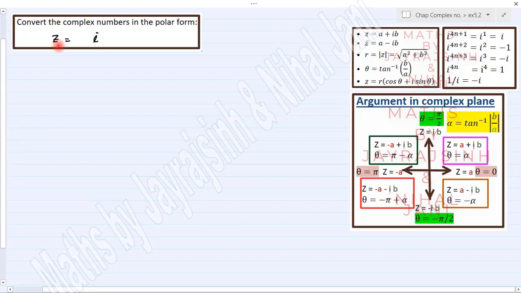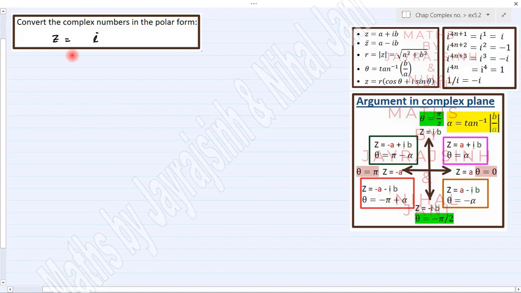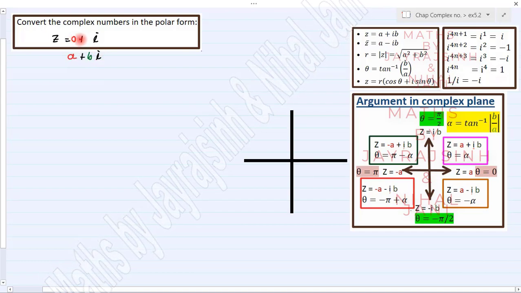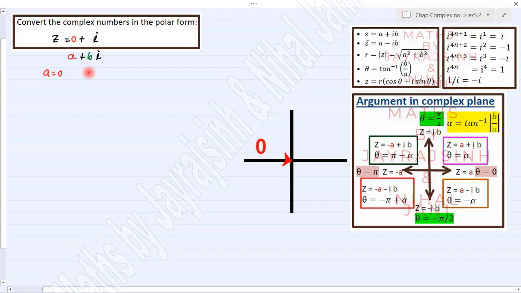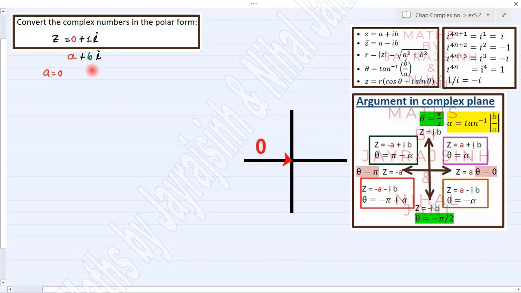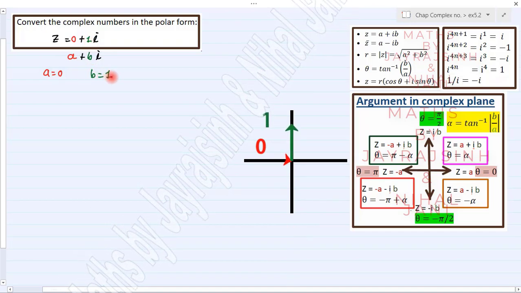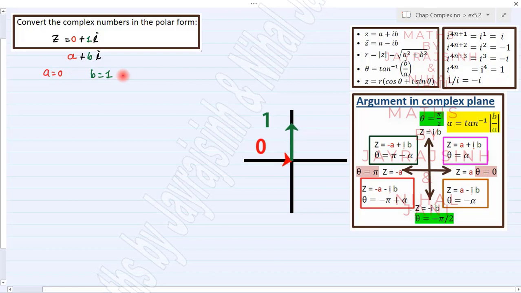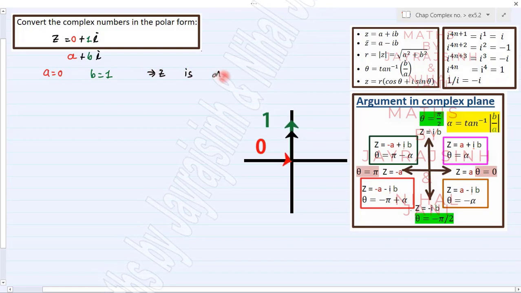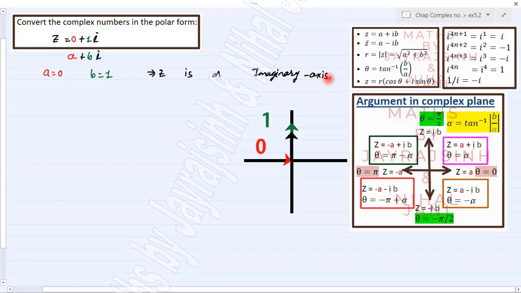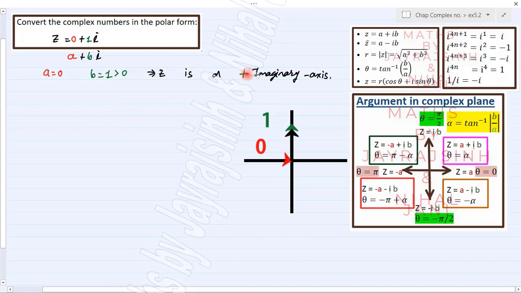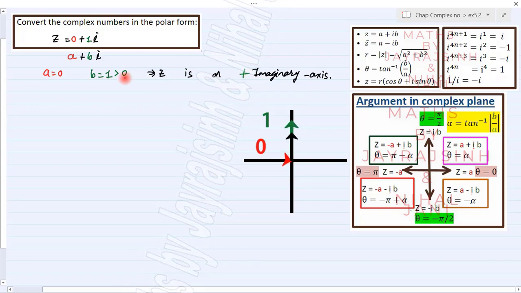Here you have to convert the complex number z equal to i into the polar form. Now here your complex number is in the form of a plus bi, where a is the real part, which is 0, and b, which is the coefficient of i, is 1. Whenever we have a equal to 0, the complex number is called a purely imaginary number. So we can say your complex number will be on the imaginary axis, and b is greater than 0. Therefore, we can say it is on the positive imaginary axis.